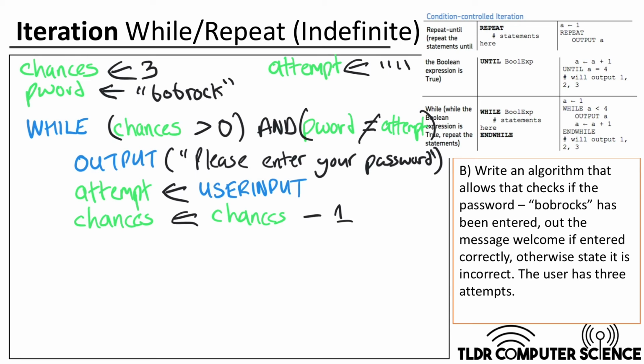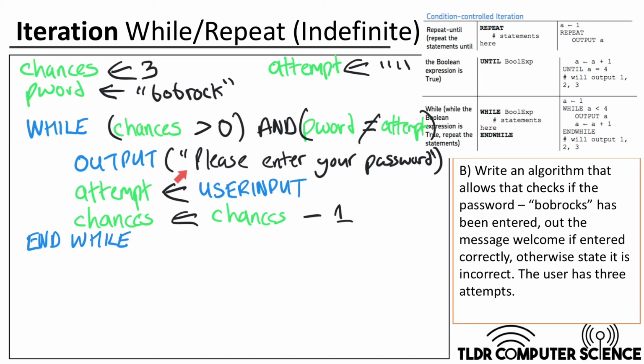So what else do we need to do? Well, I'd say we have to end the while loop. So we say end while. Let's explore what's going to happen here. At the beginning, is chances above 0? Well, chances started as 3, so 3 is bigger than 0, so that's true. Is password not equal to attempt? Well, password is Bob Rock. Attempt is blank, so they're not equal to each other, so that's also true.